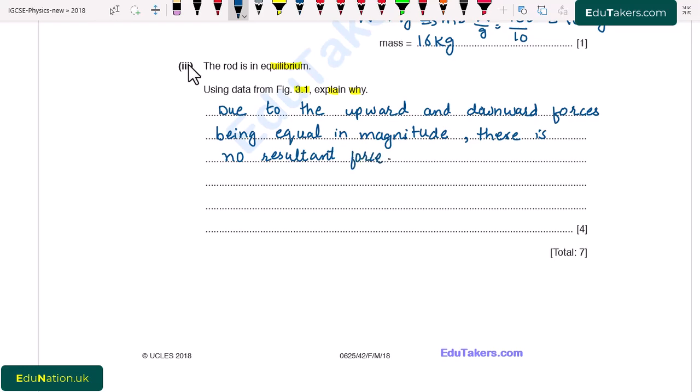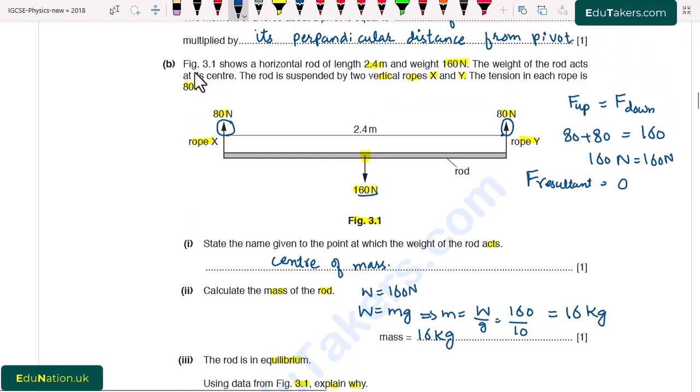This is the first condition, and the second is that the total clockwise moment will be equal to the total anti-clockwise moment. So first of all, consider the rope X, and the tension in this rope is 80, and the distance from the center is almost 1.2 meter. Also from this point to this point, that is rope Y, the distance is 1.2 meter.